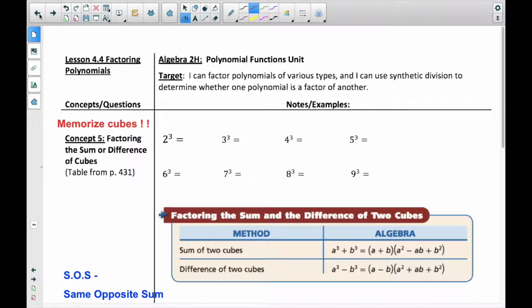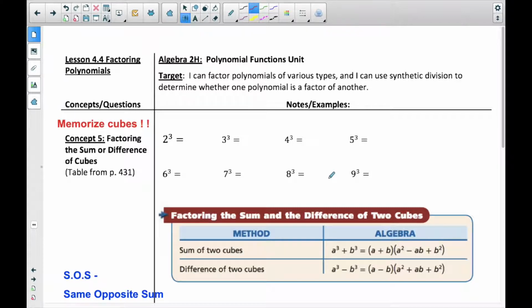In this video, we're going to talk about a couple more types of factoring. Last video covered 2 different types, and we're going to talk about some more here today. The first thing is, if you look at this section, it is on perfect cubes.